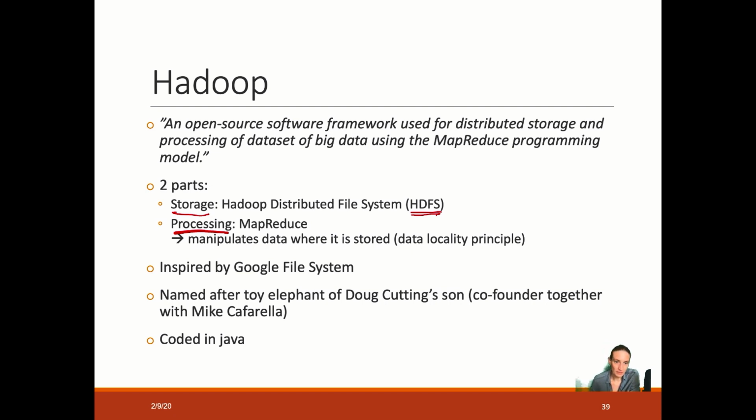This is inspired by the Google file system. In fact, the guy who named it, Doug Cutting, actually came from Google. It's coded fully in Java, although there are all these add-ons in Python and all the popular machine learning languages. Interesting to know that Doug Cutting's son, so this inventor, actually had a toy elephant, which the boy called Hadoop, and that's how he came up with a name for Hadoop.